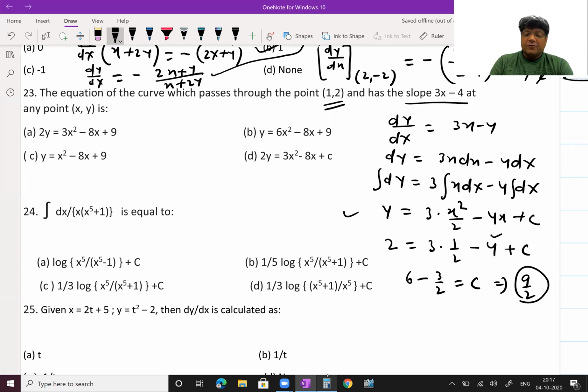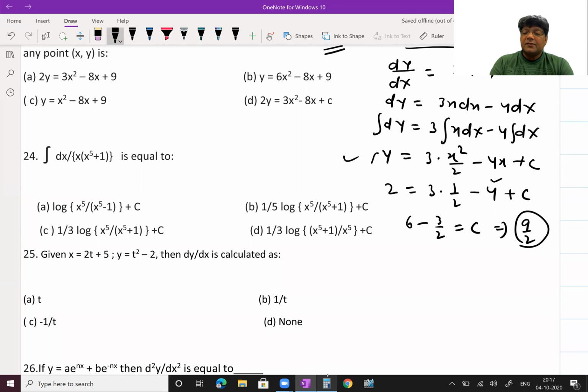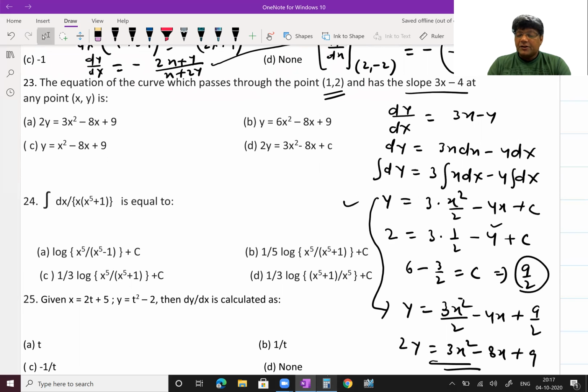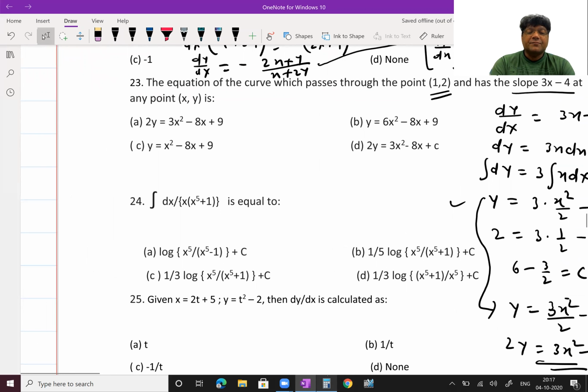Now replace the value of c in this equation. So y is equal to 3x square by 2 minus 4x plus 9 by 2. Cross multiply, 2y is equal to 3x square minus 8x plus 9. This will be the equation. Any option matching? 2y is equal to 3x square minus 8x plus 9, first option.